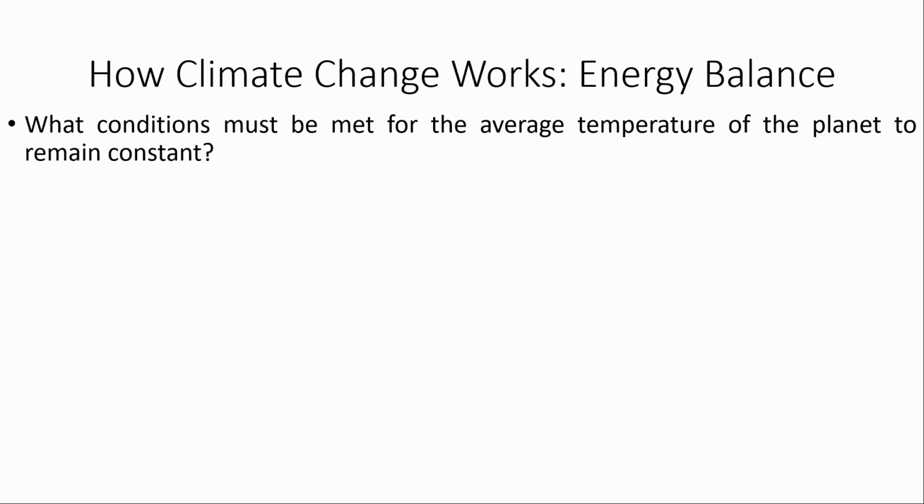So when we are thinking about climate change and how it works, what we're really thinking about is what's called the energy balance. The condition that must be met for the average temperature of the planet to remain constant is that the amount of energy coming in has to be equal to the amount of energy going out.